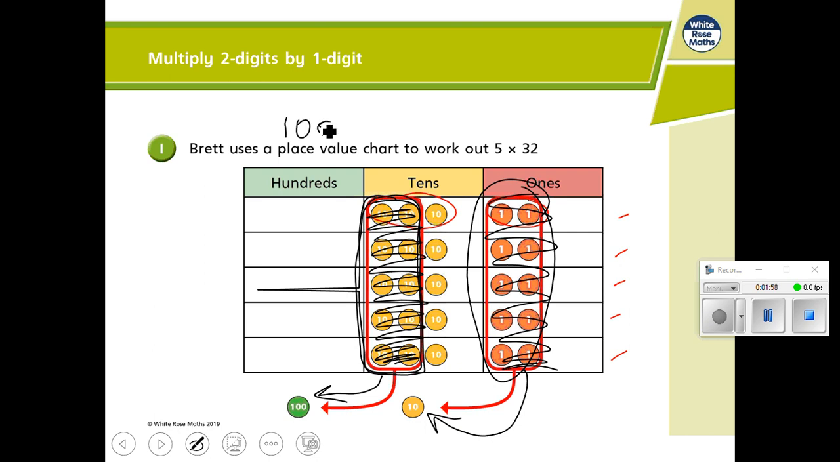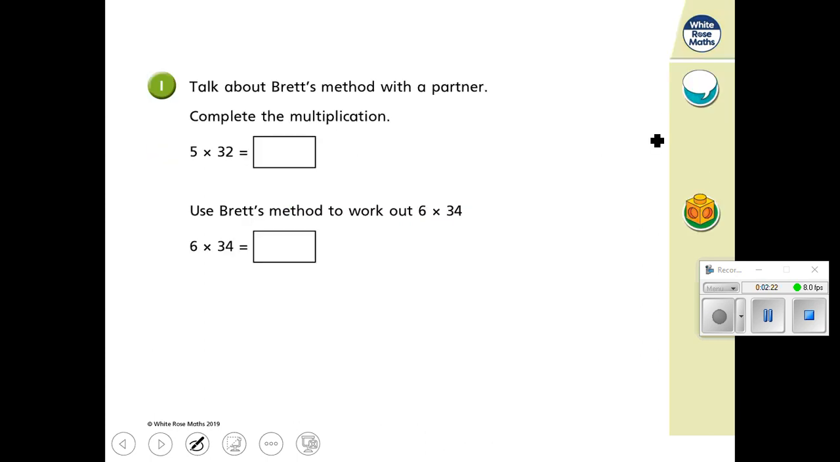In the tens column we've got 1, 2, 3, 4, 5, and don't forget this one down here, 6, so that's 60. And then in the ones column, as we said, there is nothing. So 100 plus 60 plus 0 equals 160. So 5 times 32 is 160. Right. So 5 times 32, 160, we have just done that. Then use Brett's method to work out 6 times 34.